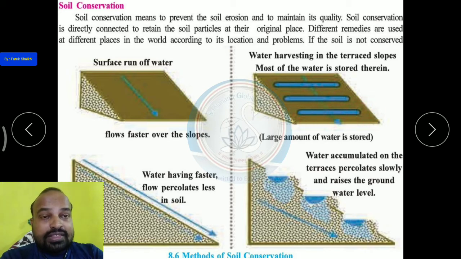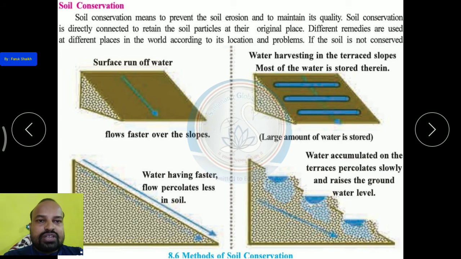So soil erosion will be decreased, and we can store a large quantity of water, and with the help of this water we can grow crops too. In this way we can store a large amount of water.